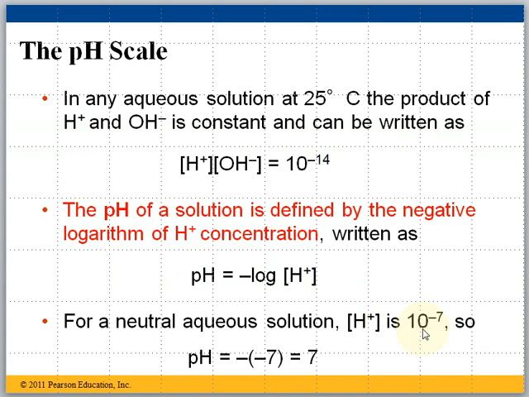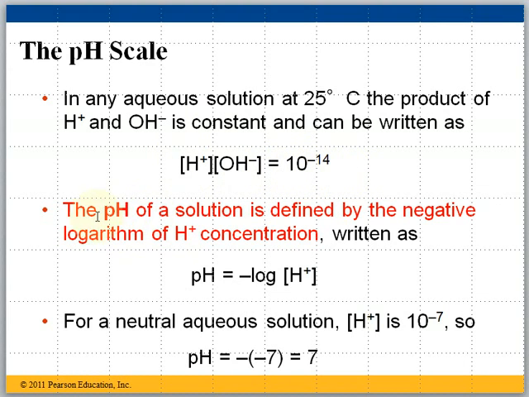Now to try to describe the pH scale, in any aqueous solution, aqueous means water is the solvent, at 25 degrees Celsius, the product of the H plus and the OH minus is a constant, and it can be written as what you see here. The H plus concentration times the OH minus concentration is going to be equal to 10 to the negative 14, which is an extremely small number, of course. So like I said, most of those water molecules will not be in either one of these states, but the combination of the two will get 10 to the negative 14.